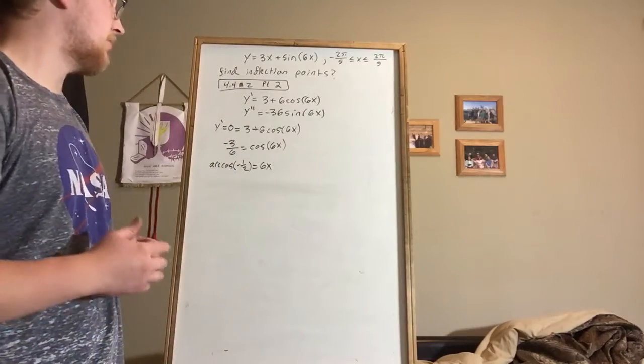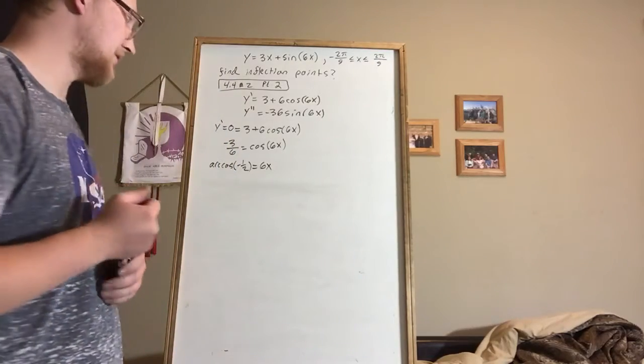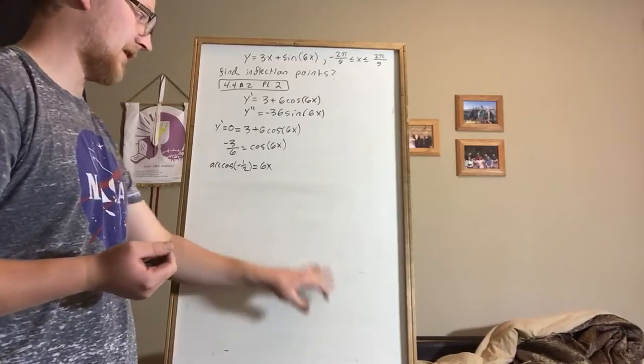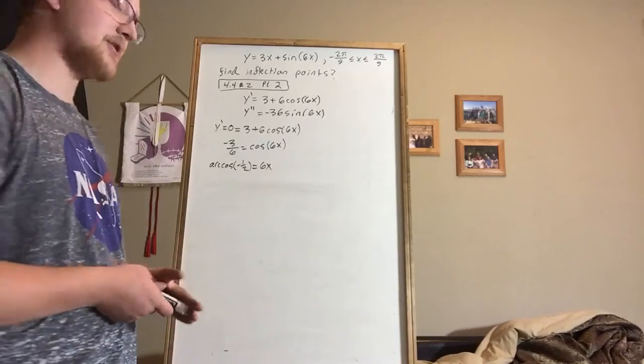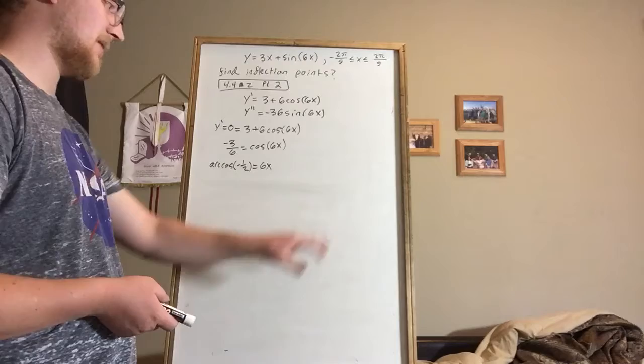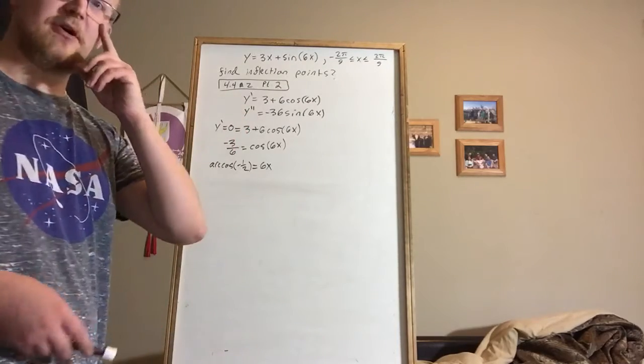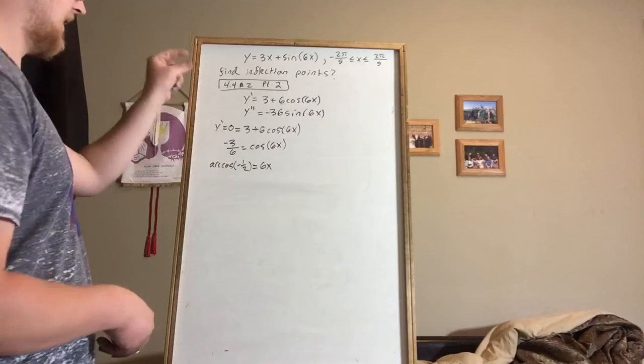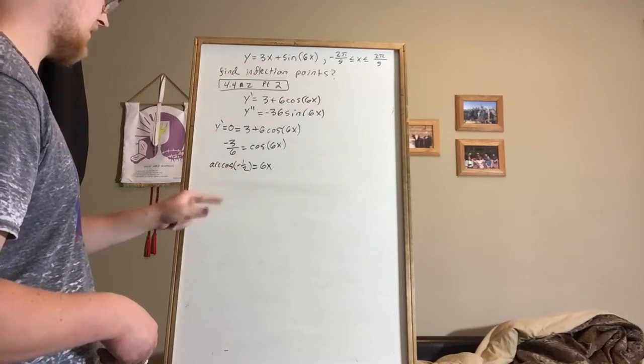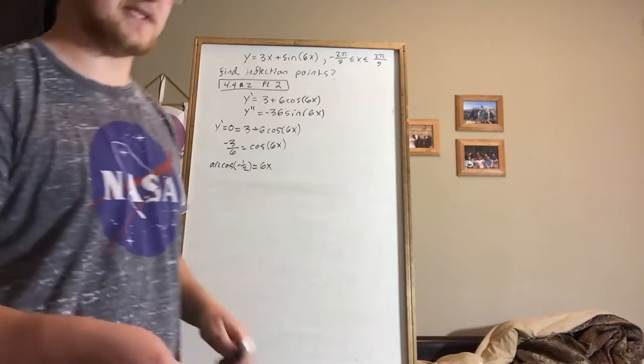Alright, so we're back at 4.4, problem number 2, part 2. Last time we found inflection points, now we're looking at maximums and minimums. So we set the first derivative equal to 0, as we've done so many times, and then we solve for that, and we find that the arc cosine of minus 1/2 equals 6x.